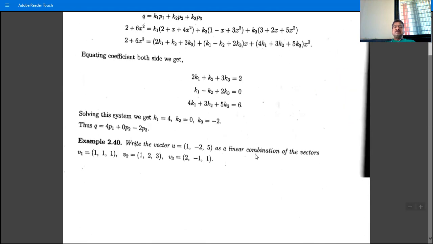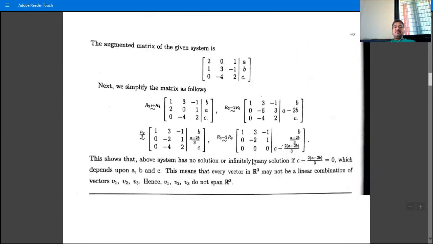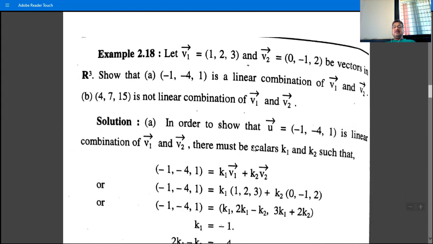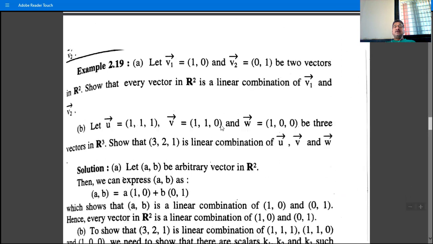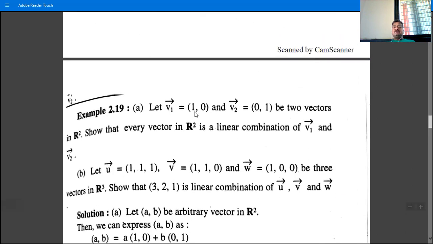Okay. So in this case, in R2, the set contains these two vectors (1, 0) and (0, 1). If we denote the set containing (1, 0) and (0, 1) by S, then we say that LS is equal to R square.